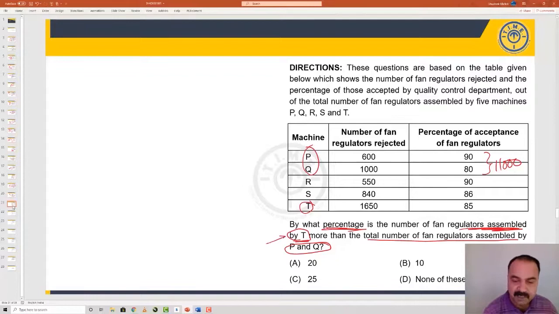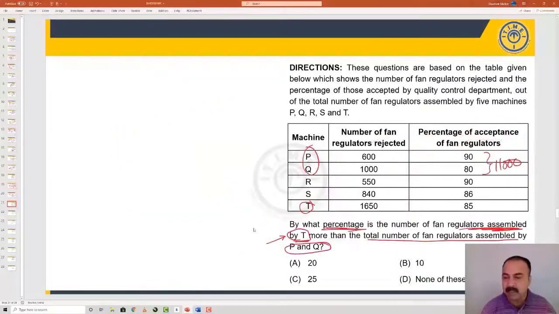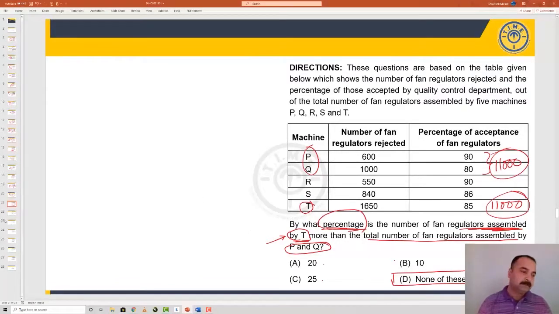We want to compare it with T. Let's go back to that calculation. Look at how much T assembled: 11,000. And the question is, by what percentage is this more or less? Now these two numbers are exactly the same. So therefore there's nothing more, nothing less. Answer is 0%. And that is not available in any of the choices. Therefore we'll mark the answer as none of these.